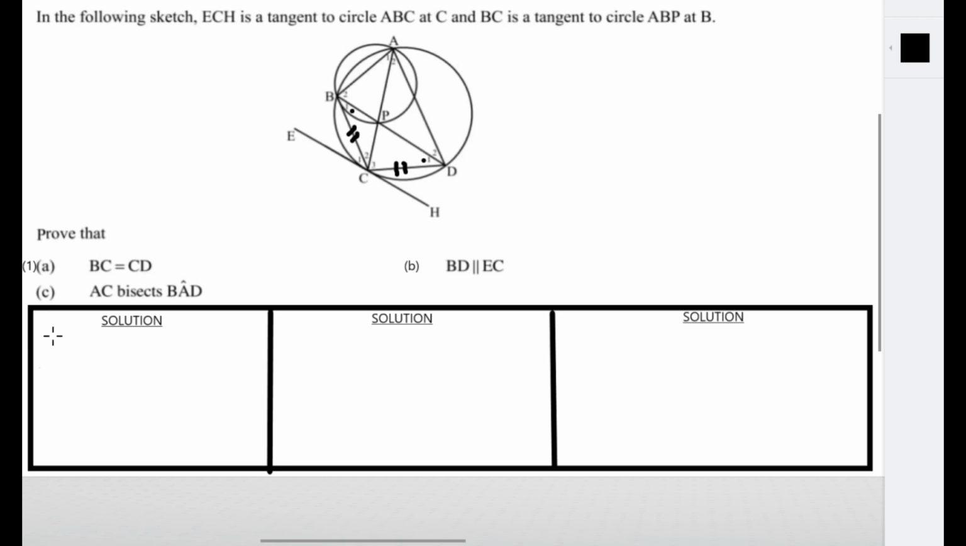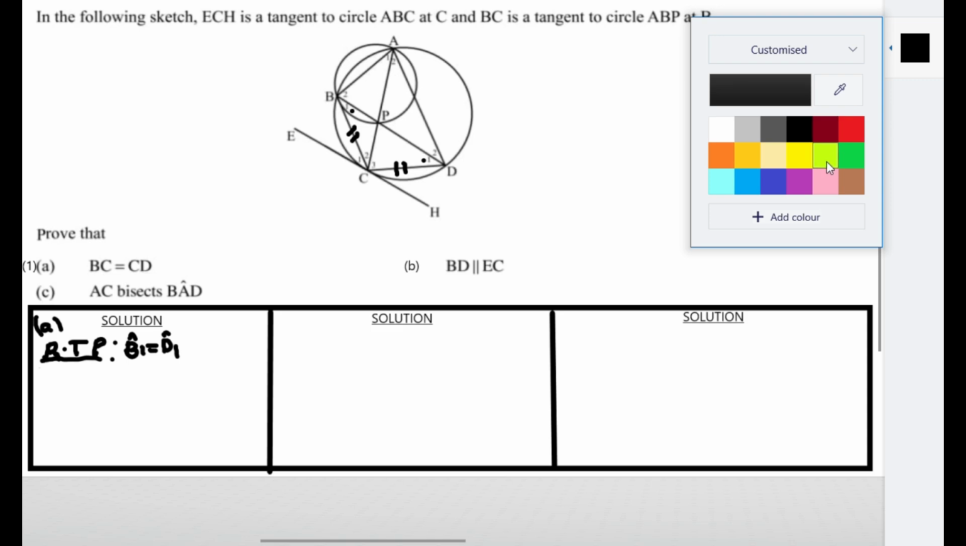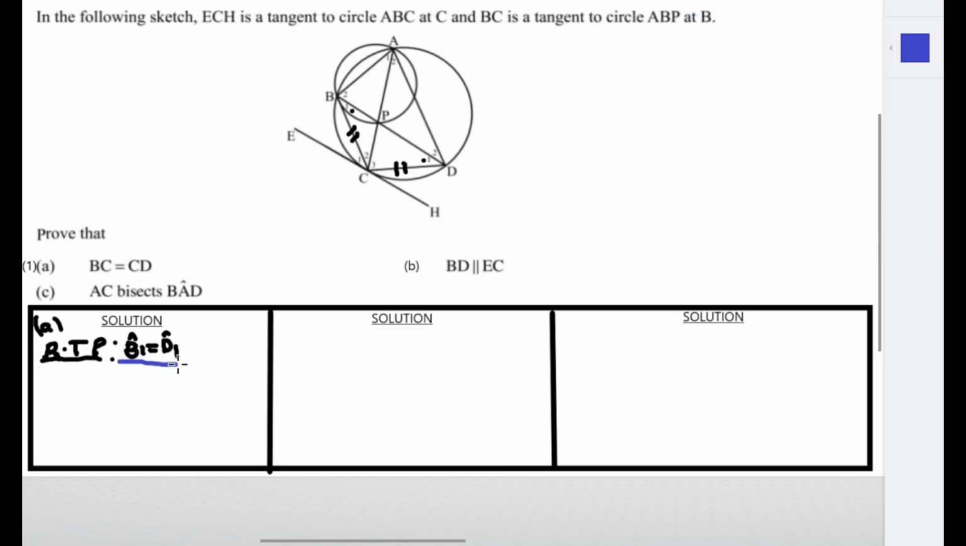For the first solution, question A, what we are required to prove is that angle B1 is equal to angle D1. You need to underline what you are required to prove. Then from there, you prove it one by one, meaning that you focus on angle B1, and later you focus on angle D1. But now let's start with angle B1.